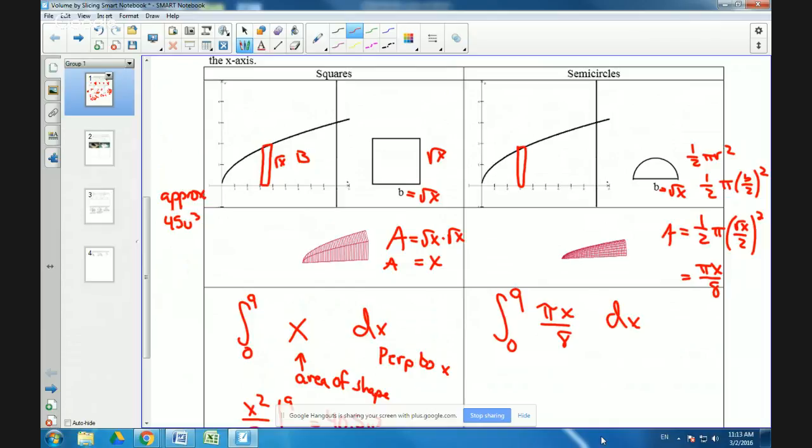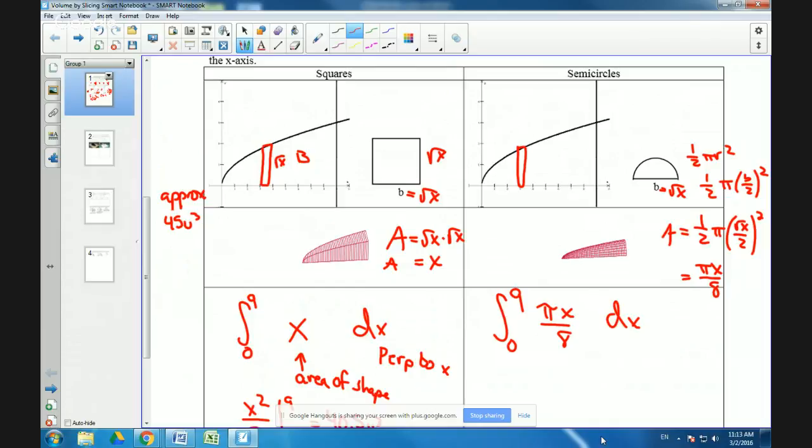Who's confused? Anybody else? Look at your semicircle. How tall is it here? Right, but that's because it's the square root of 1.